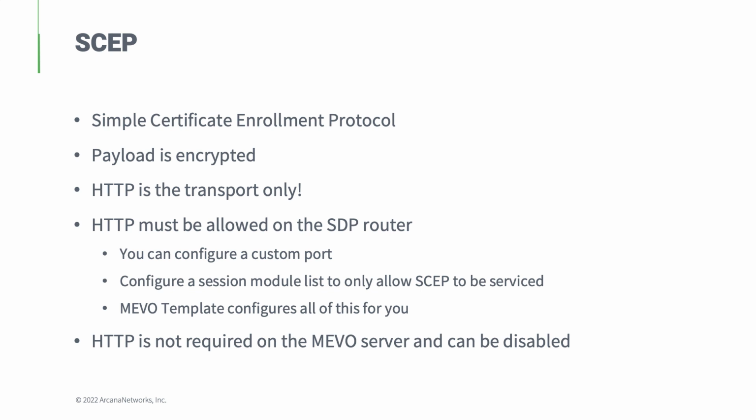Second, when we configure HTTP, it only needs to go on the STP router. It does not need to go on the MEVO server, and any HTTP can be completely disabled on the MEVO server. On the STP router, you can configure a custom port for HTTP. You can also configure a session module list. This will make sure that whenever an HTTP request is made to the STP router, it will only respond if it recognizes it as SCEP. If you deploy your STP router using our default MEVO template, this will all be configured automatically for you.